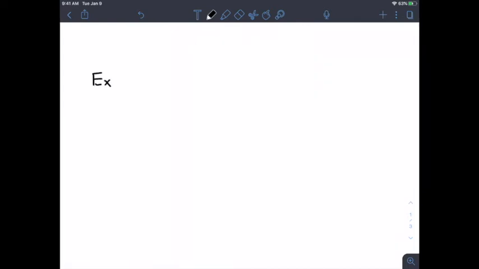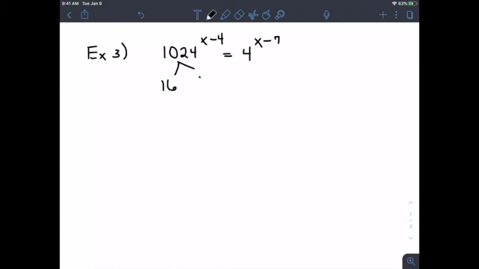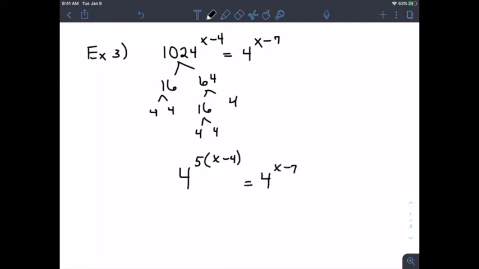Okay, example 3. Example 3 is going to be 1024 to the power of x minus 4, which is equal to 4 to the power of x minus 7. Okay, so here I'm going to break down the 1024. I'm going to say 16 times 64. 64 will break down into 16 and 4, and then 16 will break down into 4 and 4, and then 4 and 4 for the other 16. So I get 4 to the power of 5 times x minus 4 equals 4 to the power of x minus 7.